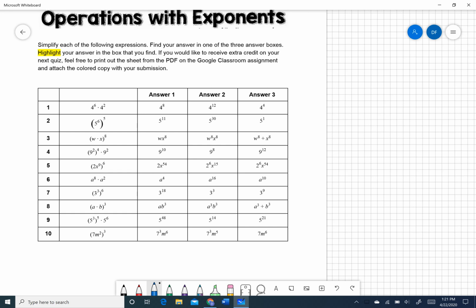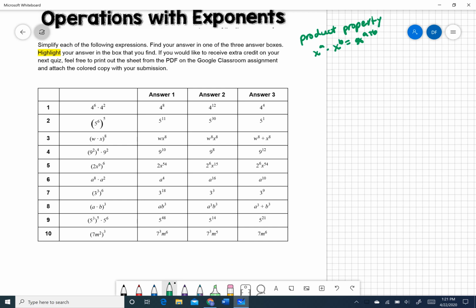Okay, so let's look at number 1. Number 1 says 4 to the 6 times 4 to the second power. So again, I'm going to review our properties here. My property says that for a product property, we have x to the a times x to the b is equal to x to the a plus b. So when we have like bases, and we have an exponent, we're going to add those 2 exponents together, right?